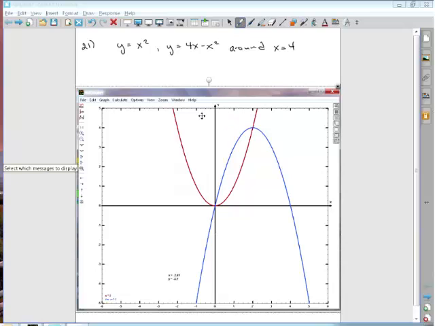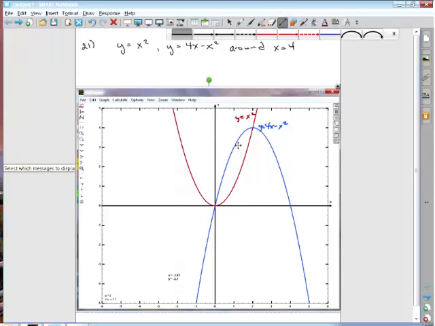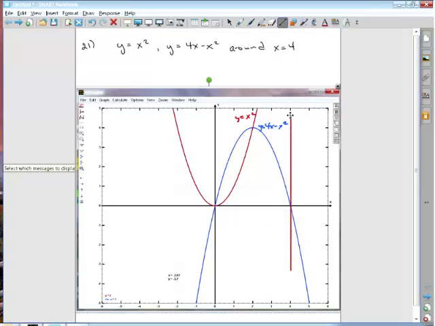This is problem 21 in section 3. We're given 2 functions, and the blue function here is 4x minus x squared. The red function is y equals x squared. So this is y, and this is y. And it says we rotate this area, which is the area inside here, around the line x equals 4. So we're going to draw a vertical line here at x equals 4. So this is the one that we rotate around.